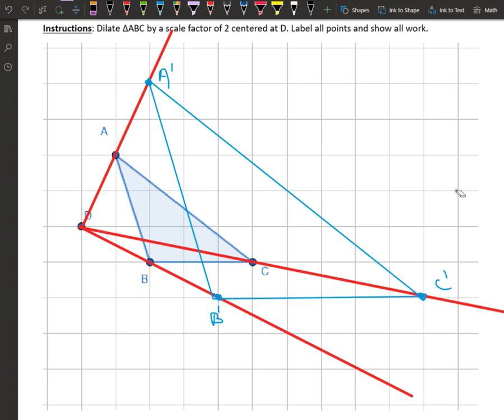There we go. And you can see that this triangle, all of the sides are twice the length of the original one. The area is not twice the area. That's a whole different story. But that's how you dilate a shape when given a point.